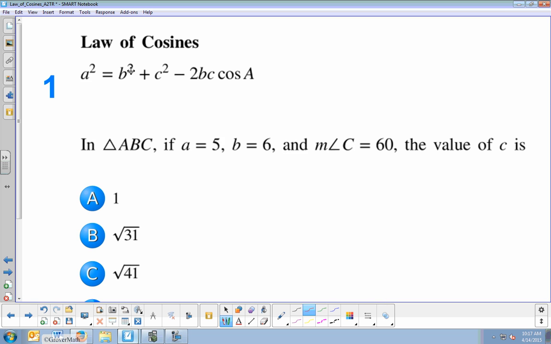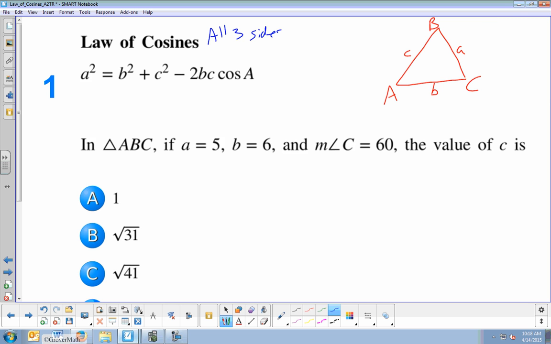Now, the law of cosines says a squared equals b squared plus c squared minus 2bc cos A. If you draw this picture out for triangle ABC, here is angle A, and opposite that is side A. Here is angle B, opposite that is side B, and here is angle C, opposite that is side C. This formula is using all three sides. So all three sides are involved.